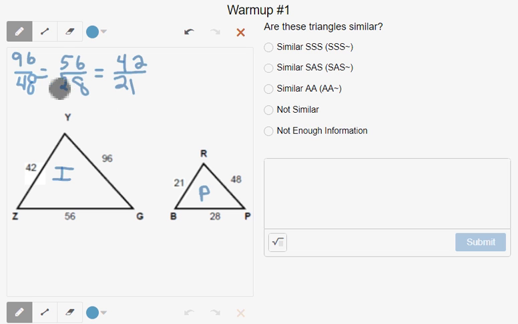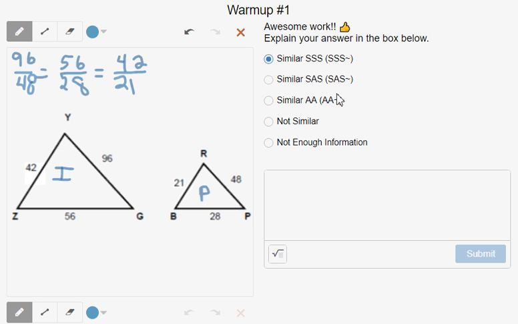If these 3 ratios are equal, we say the sides are proportional and they would be similar by side, side, side. Well, all of these ratios simplify to 2, so they are proportional to each other and they are similar by side, side, side.